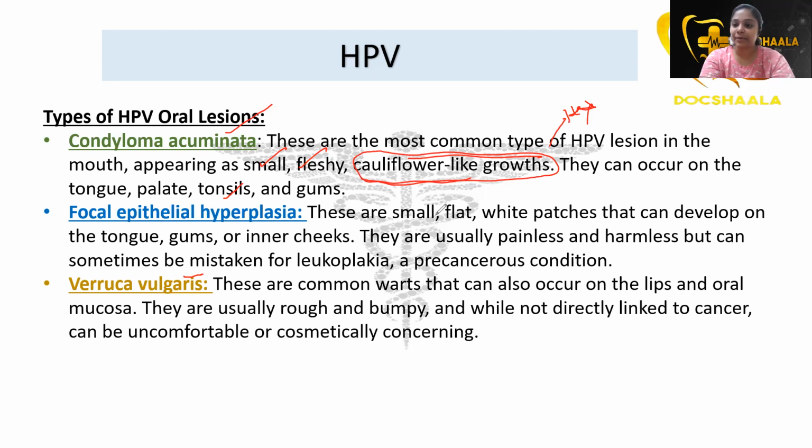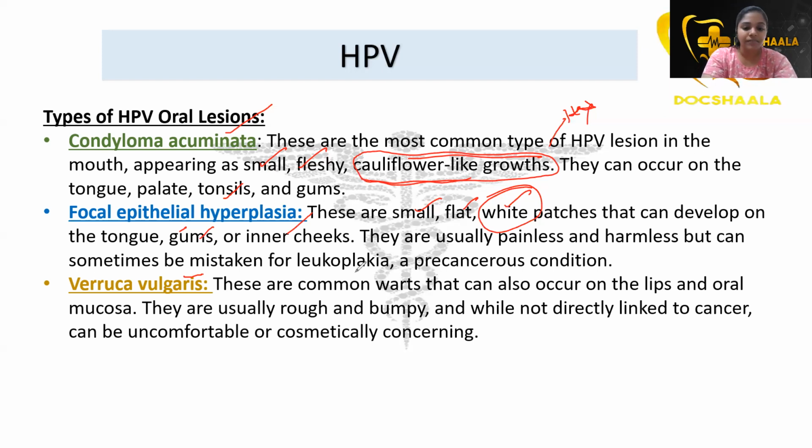Focal epithelial hyperplasia appears as small, flat, white patches. So this has one more distinguishing factor. Both are caused by HPV, but they produce different kinds of clinical lesions. These are the main important points we have to note down to arrive at the differential diagnosis of the lesion. It can develop on the tongue, gums, and inner cheeks. They are usually painless and harmless, but can sometimes be mistaken for leukoplakia.